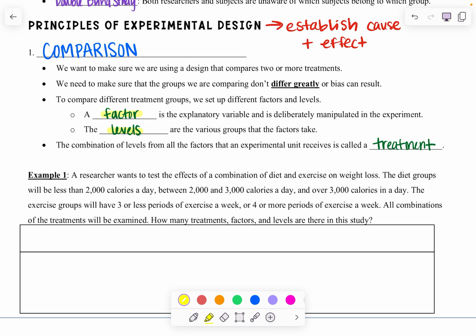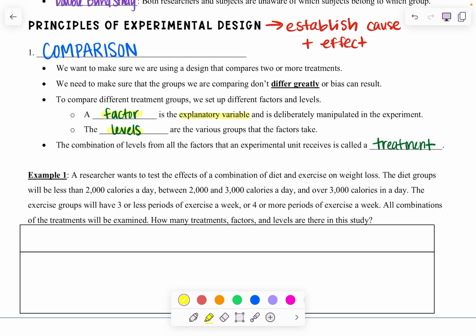A factor is just your explanatory variables. So in experiments, you can have more than one. In a 2-variable set of data, you can only have one explanatory. But here, if I'm trying to see plant growth, I can have a factor for sunlight, a factor for water, a factor for fertilizer, a factor for location, and the levels are how you're changing them.